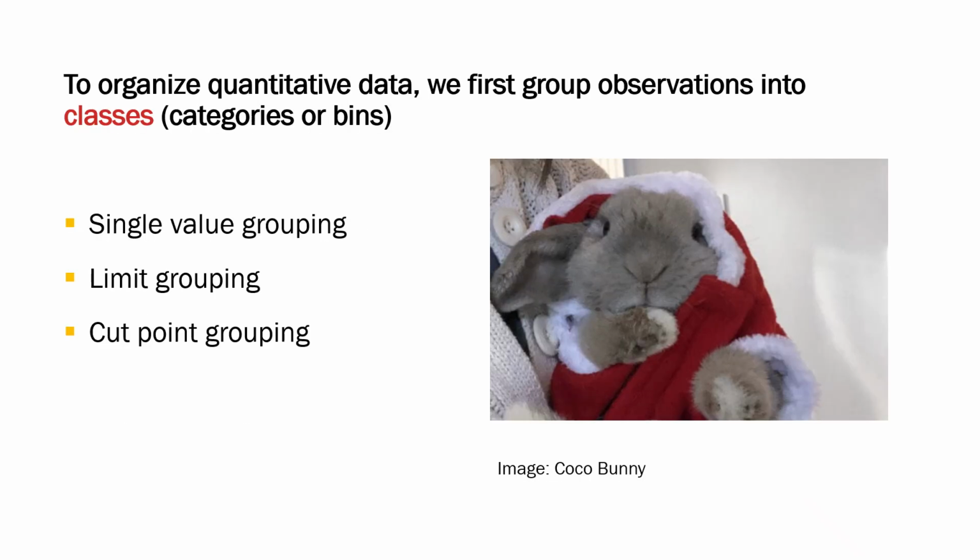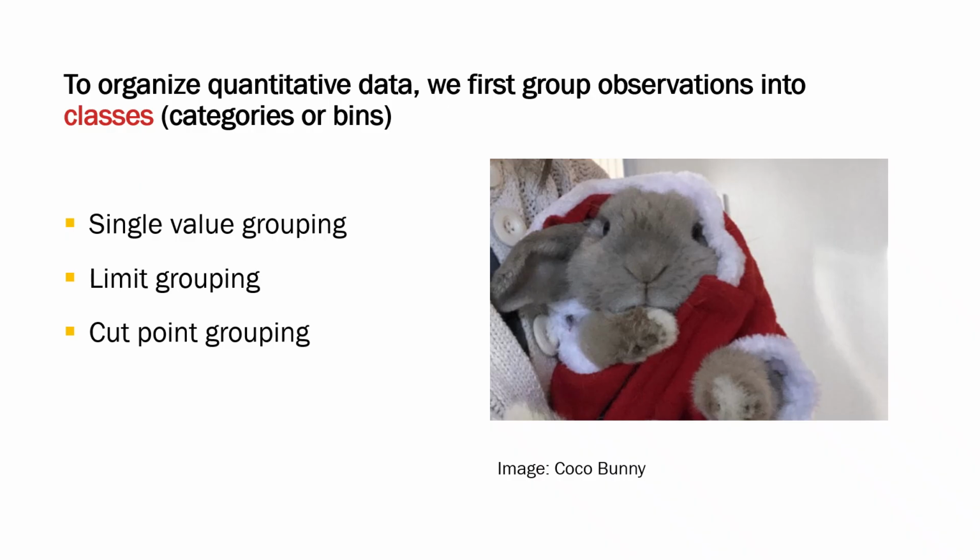All right. So once we group our quantitative data into a class, we can then construct either a frequency or relative frequency distribution in the exact same way that we did for our qualitative data. And so one of the reasons for grouping is to organize the data into a sensible number of groupings or classes in order to make the data more understandable or accessible to people.